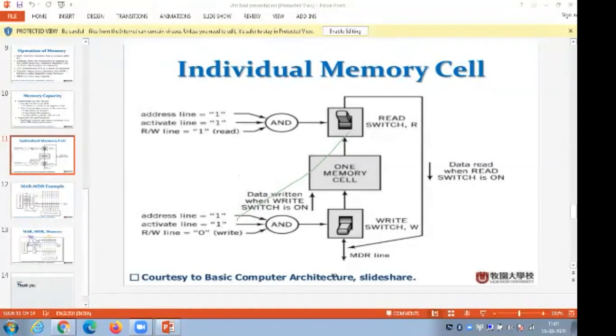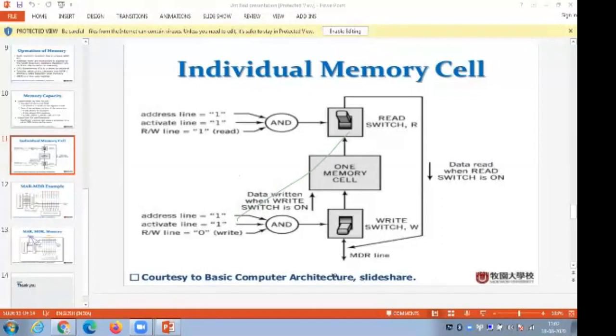Now, coming to the second case: address line 1, active line 1, read/write line 0. So it goes from 1 to 0, and the write operation is taken as 0. These 1 and 0 are binary digits, which are nothing but bits. So data is written when the write switch is on. When we turn on the write switch, it writes the data.